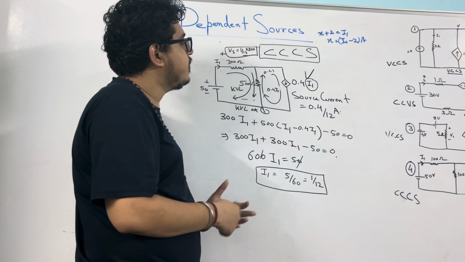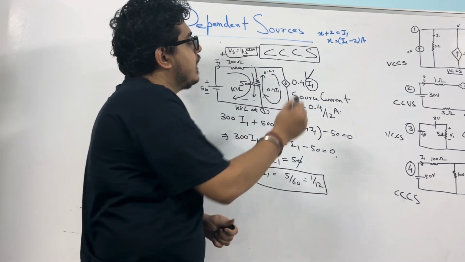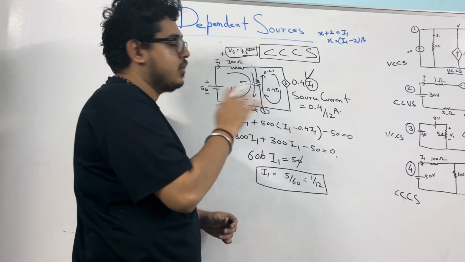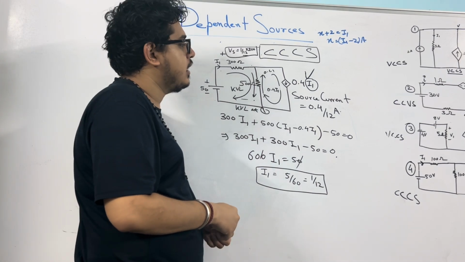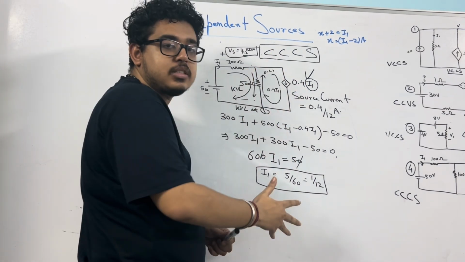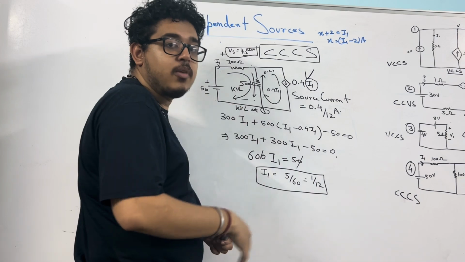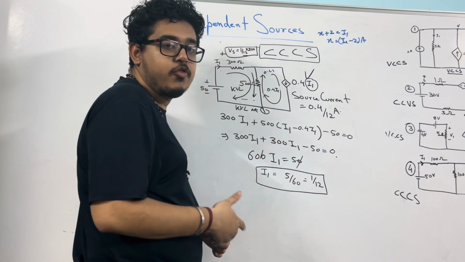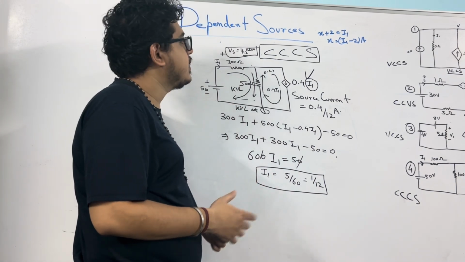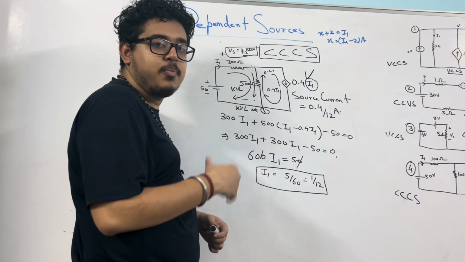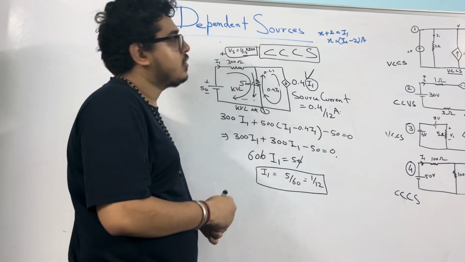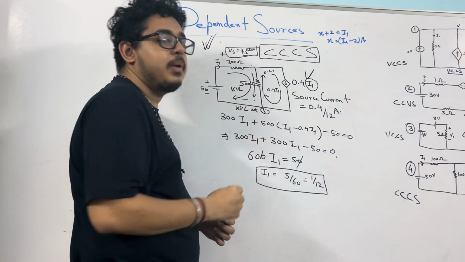Okay, and easily we can find it out. Just finding the unknown dependence will solve the full question. So first analyze which type of source it is, which way you want to go, KVL or KCL, which loop first, and you can solve. This is nothing but the same KVL and KCL, but with some dependent sources. Okay, so this was all about dependent sources.